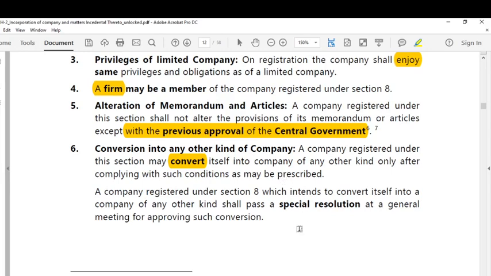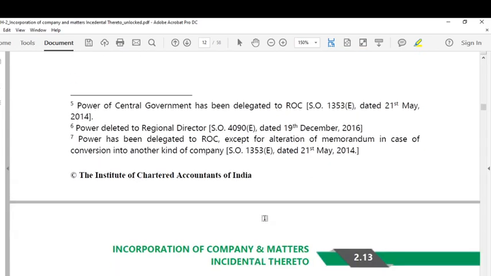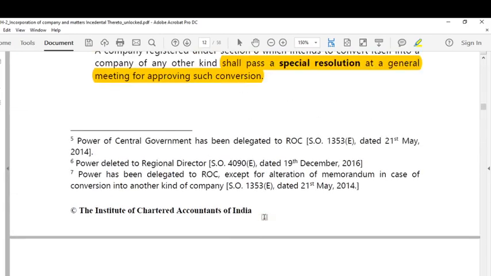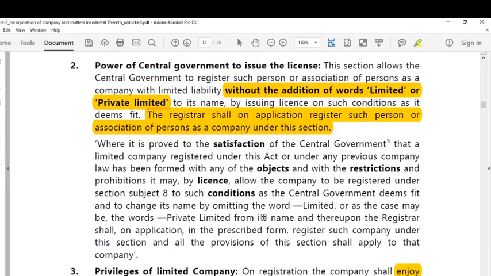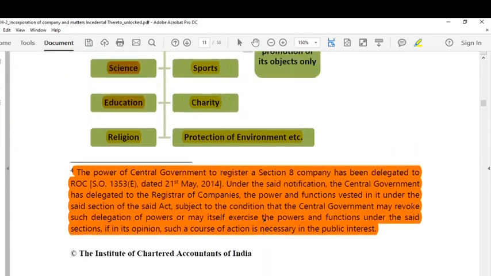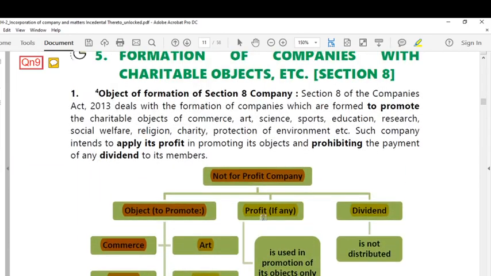A company registered under Section 8, if it intends to convert itself into a company of any other kind, has to pass a special resolution at the general meeting for approval of such conversion. What is to happen? A special resolution in the general meeting is required. So this is about the general provisions of a Section 8 company.